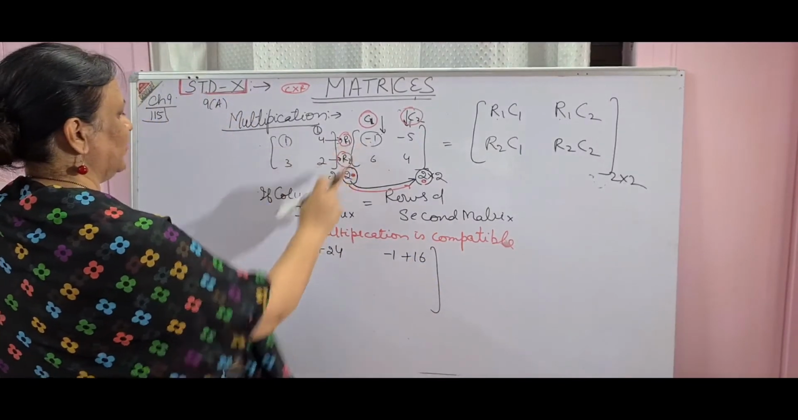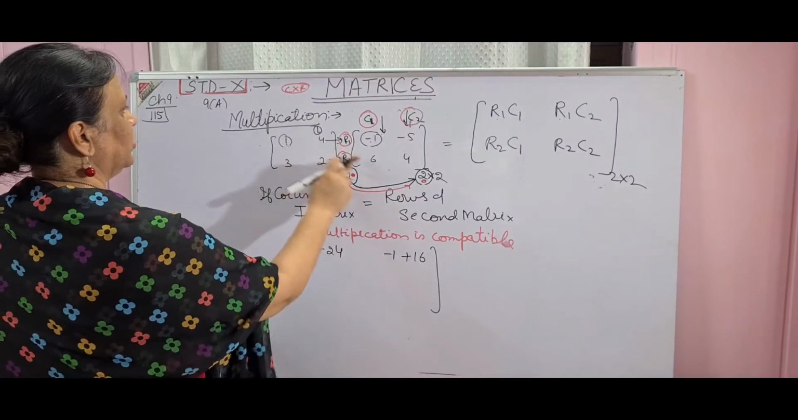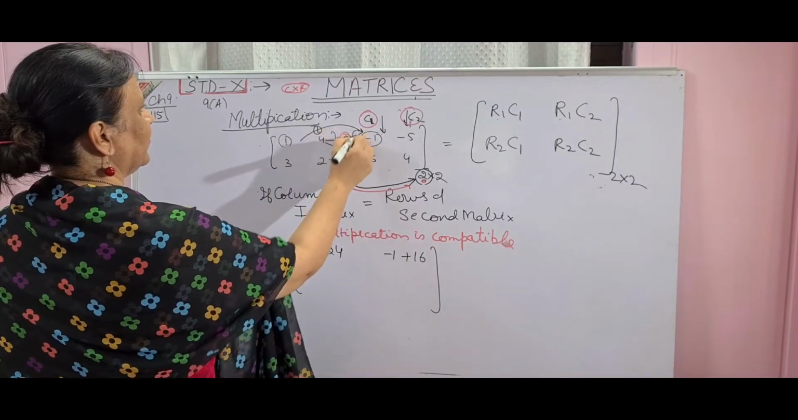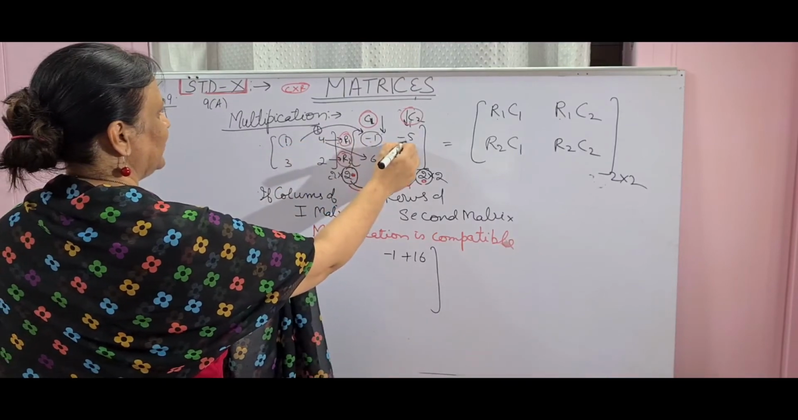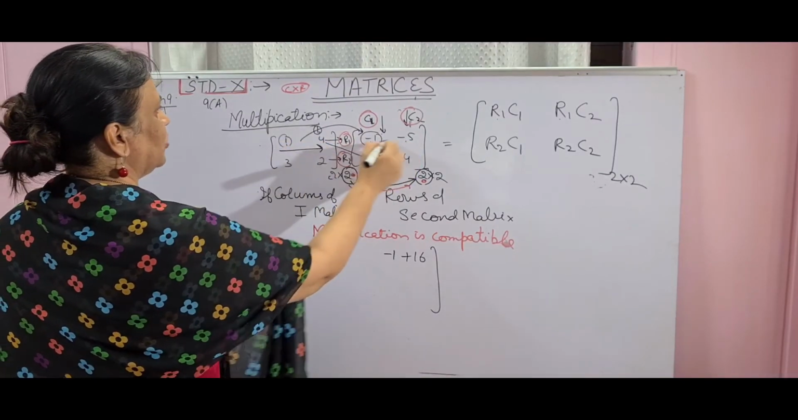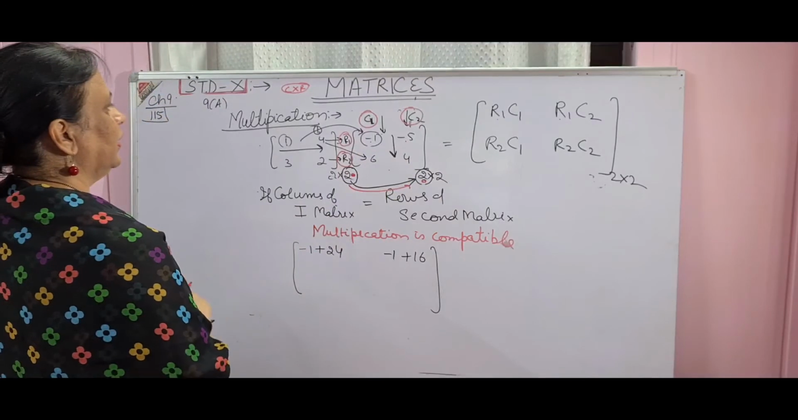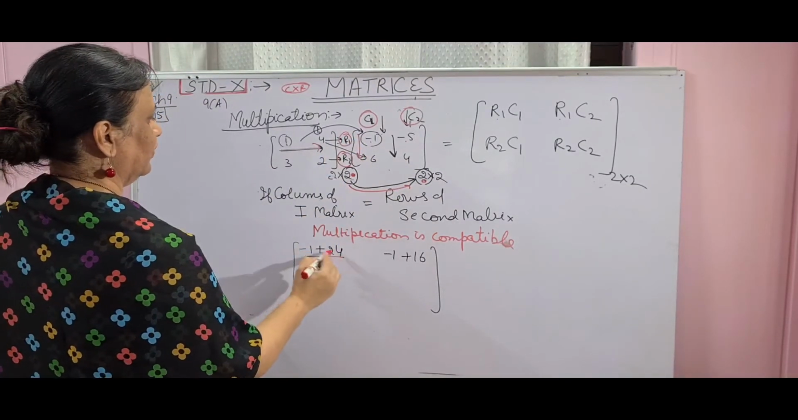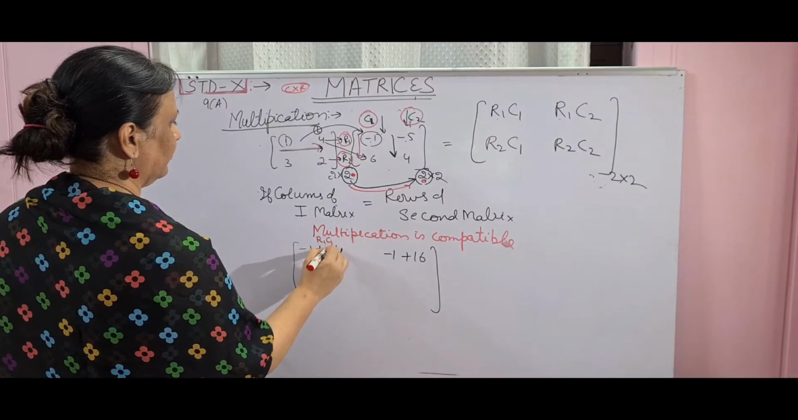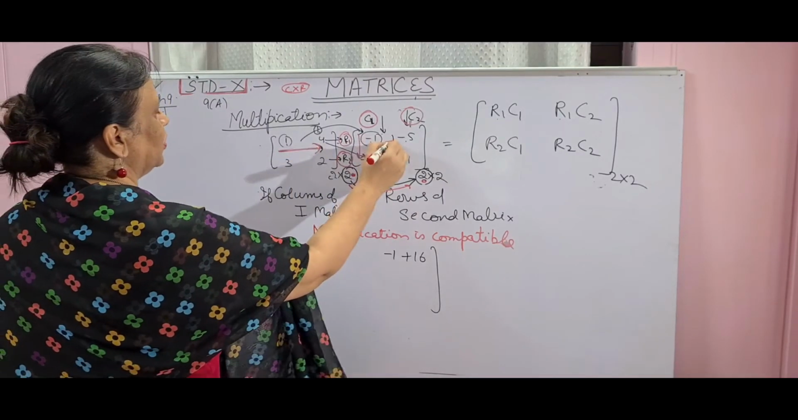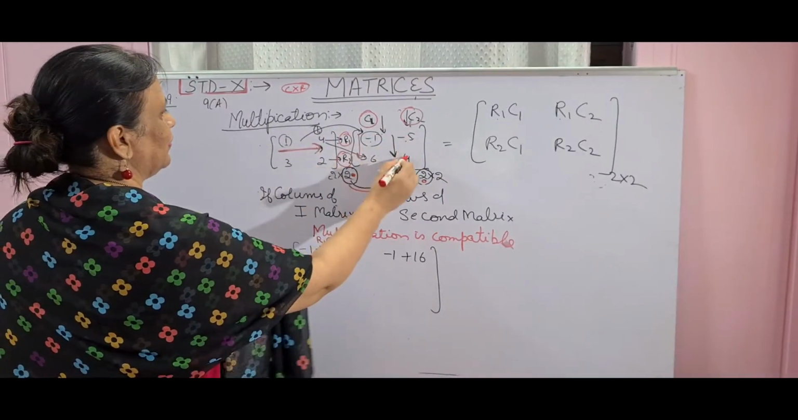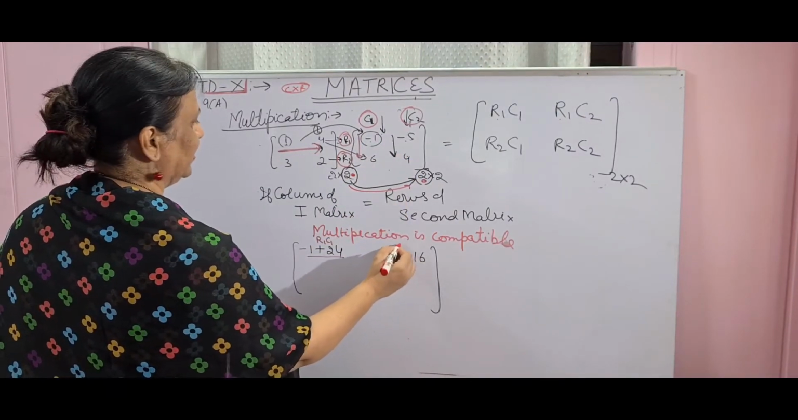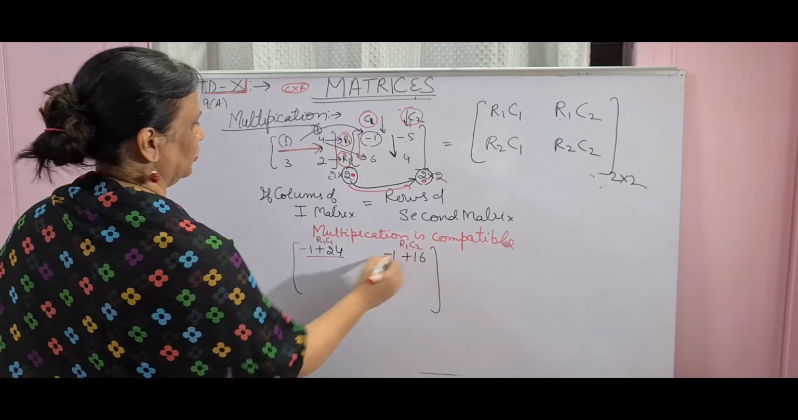1 into minus 1, 4 into 6, see, 4 into 6, 1 into minus 1. 1 into minus 5, second, row 1 but column 2. First I took row 1, column 1. Then row 1, column 2, and corresponding elements are to be multiplied, always with the sign of multiplication and plus in between. This is row 1, column 2.